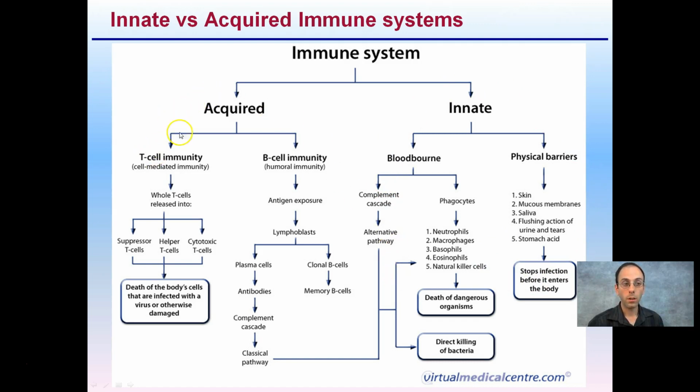Now the acquired is those T and B cells. We have some helper T cells, some suppressor T cells, antibodies under the humoral immunity through the B cells. These are much more specific, and these have to be acquired over time. This is where our body starts to develop antibodies and help remember and carry over some information from an initial exposure in case that was to show up again.